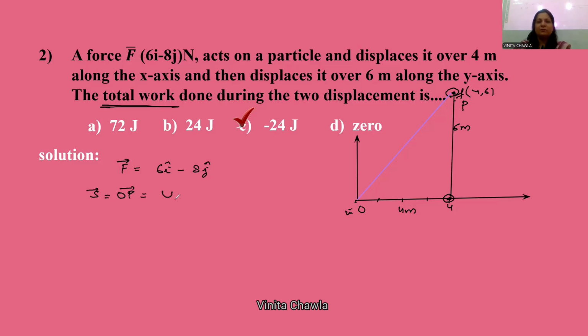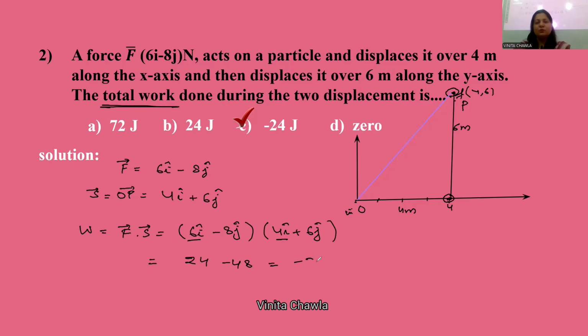So this is 4 i cap plus 6 j cap. Now take the dot product. So work done is equal to vector F dot vector S. It is equal to (6 i cap minus 8 j cap) dot (4 i cap plus 6 j cap). i cap को i cap से multiply करोगे because i dot j 0 है, j dot i 0 है, no need to write. So you write just 24 minus 8 6 are 48. So it's minus 24 joule. This is how you're supposed to write.